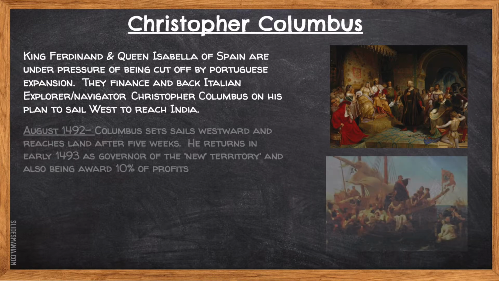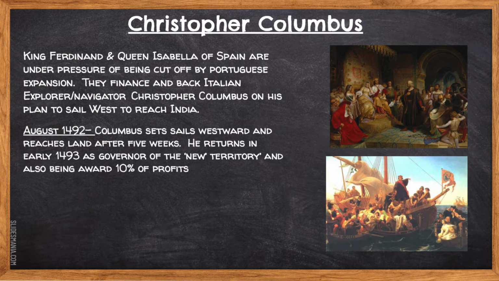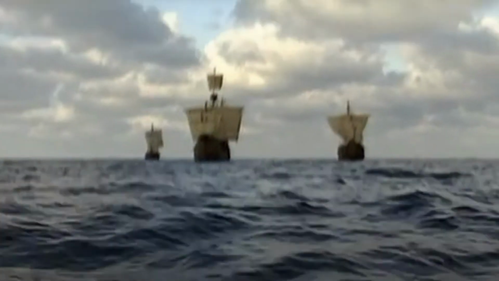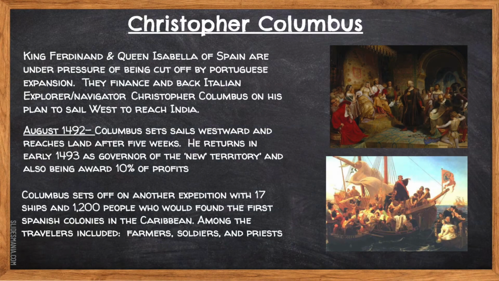So in August of 1492, Columbus set sails westward, stopping first at the Azore Islands and then traveling for 5 weeks until he reaches land off of Haiti, Cuba, somewhere in Mesoamerica. When he returns in early 1493, he is declared governor of this new territory, and he's also given 10% of the profits reaped from this new territory.